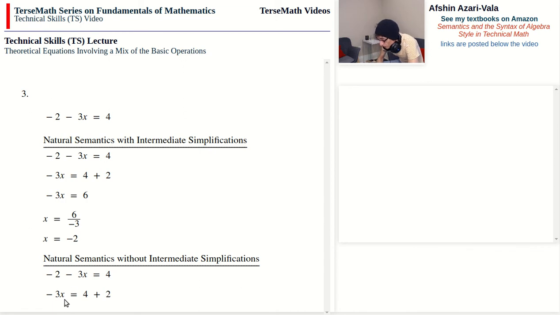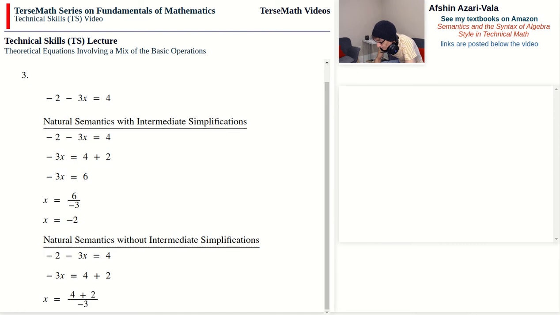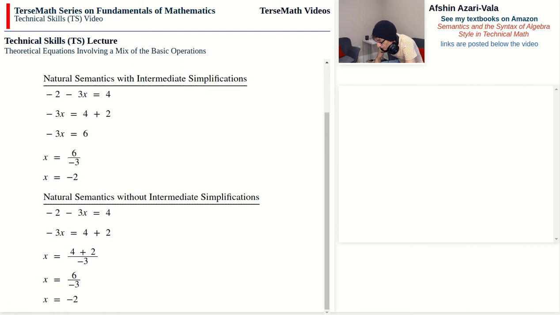We move on to step number 2, and we solve for the factor that contains the unknown, which is x. And because -3 is being multiplied by on the left side, we divide the right side by it. Now we simplify the top, and then divide by -3. So here we solved for the term that contains the unknown, then the factor that contains the unknown. Then we simplified.